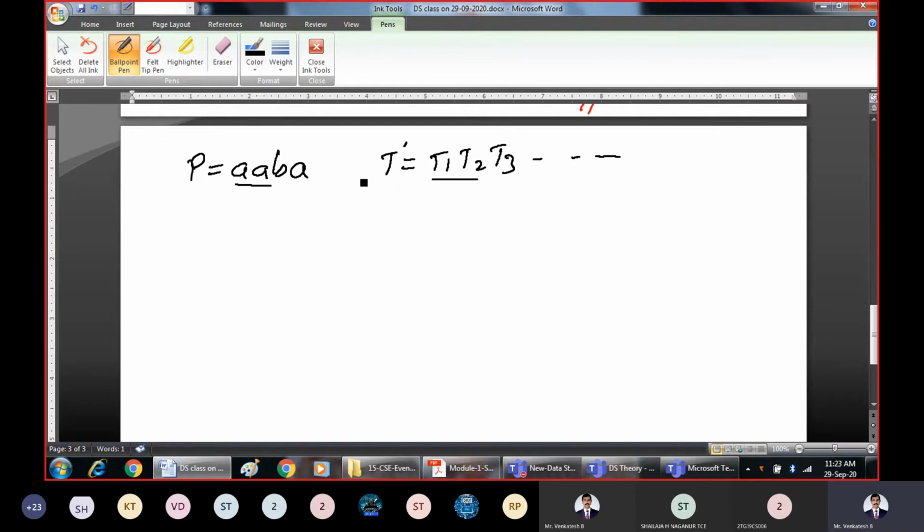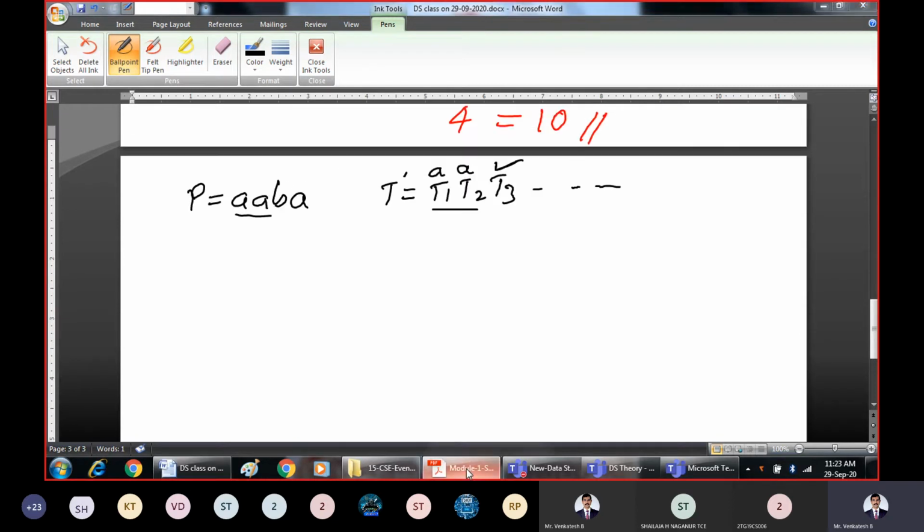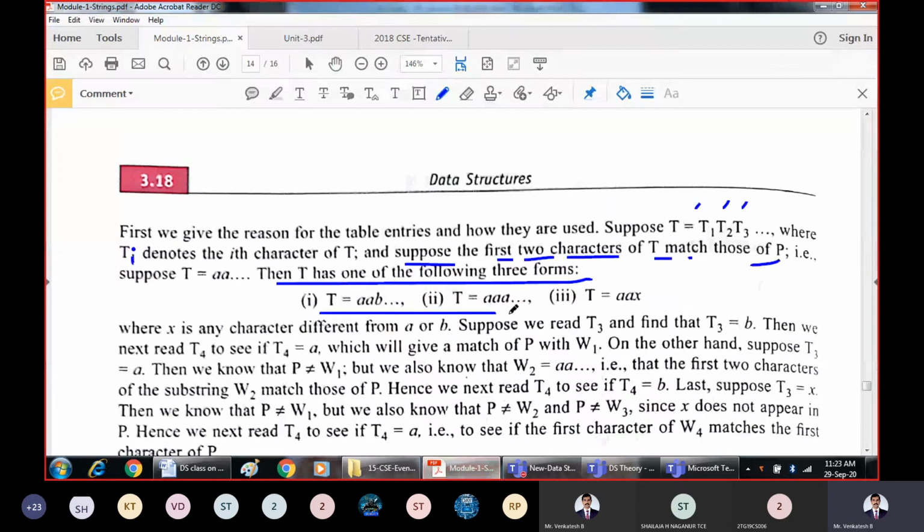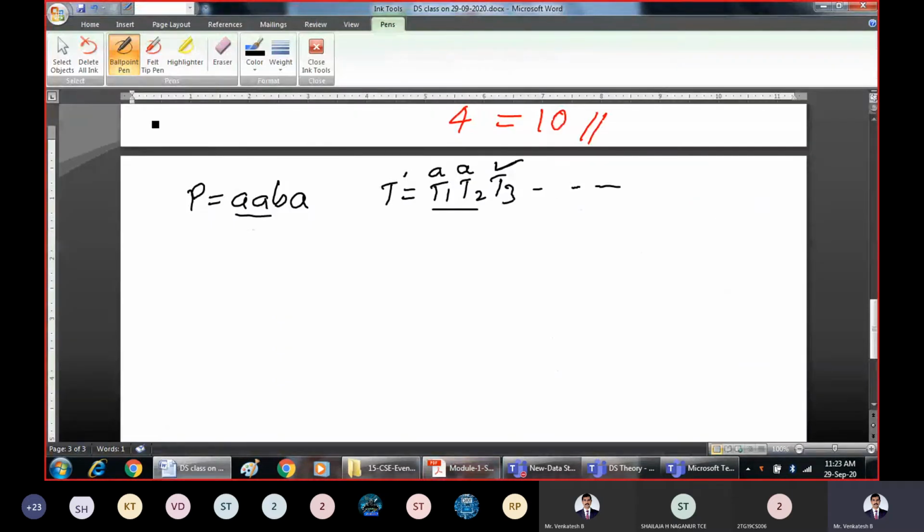That means when the first two are matching, if this is A, we are assuming, make an imagination: if this is A and this is also B, then what are the possibilities for this? You have to assume that it can be anything. It can be either A, either B, or anything else. So by assuming those three assumptions, this is what is being made here. Let us assume that T has this form: AAB, or triple A, or double A X. So let us assume that T has these three forms.